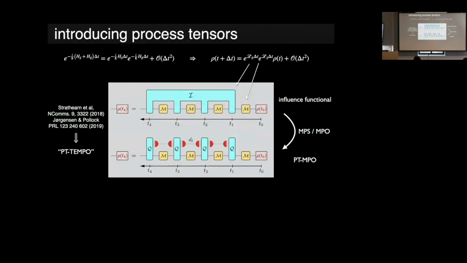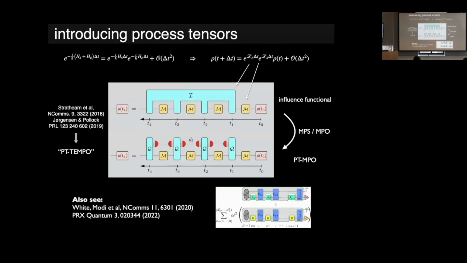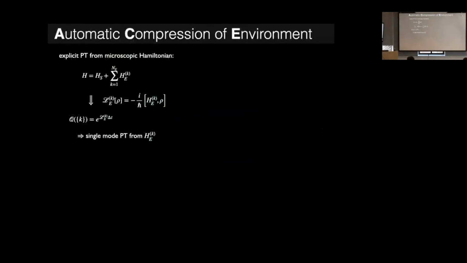This way of thinking about it, and calling it the process tensor, is a convergence of the TEMPO algorithm and some of the work done by Kavan and Felix, and actually Jürgensen and Pollock came up with what I call PT-TEMPO. What we end up with is an efficient way to write this influence function in matrix product operator form and compress it and make it tractable. Kavan also talked about this, so I won't go into that, but the point is you can get the process tensor in different ways.